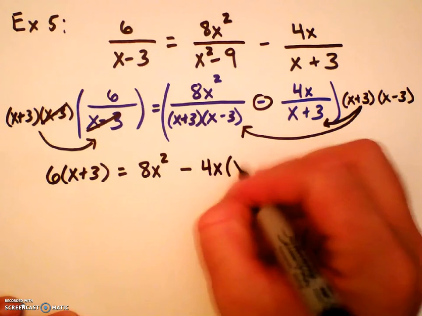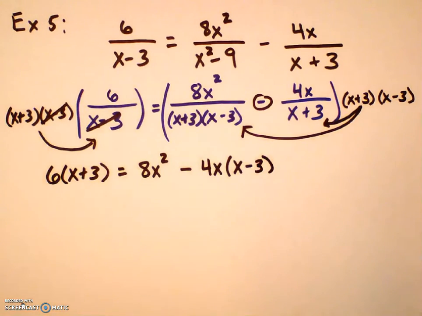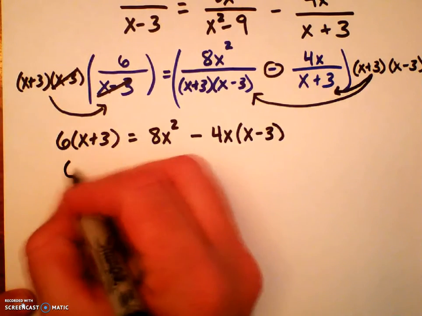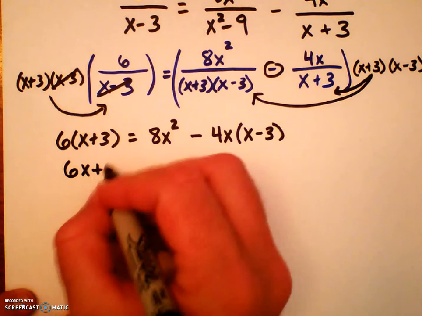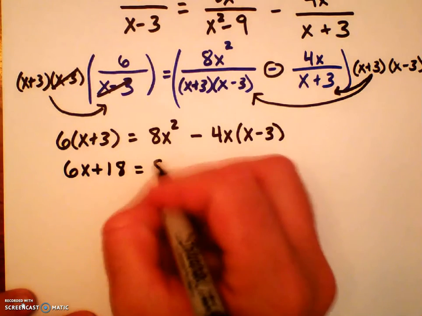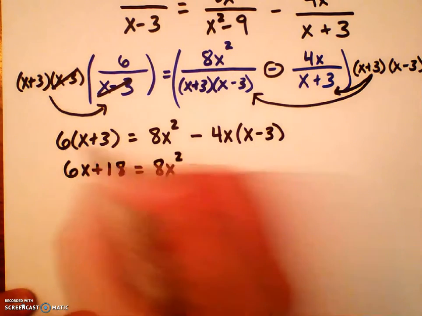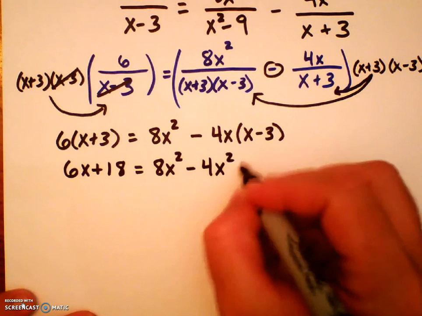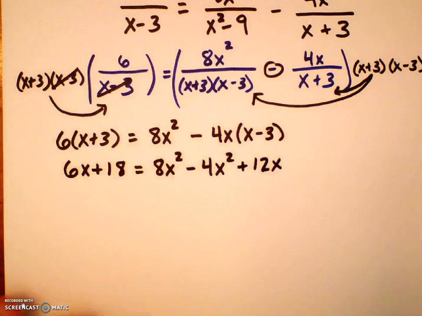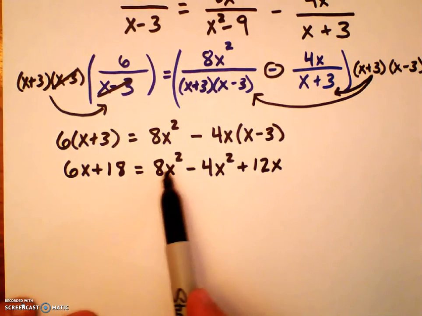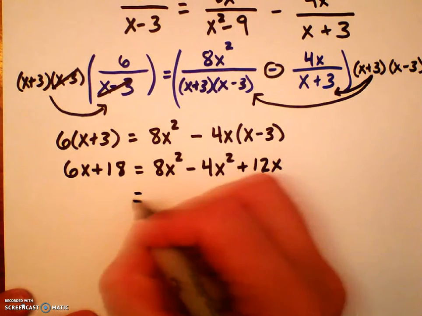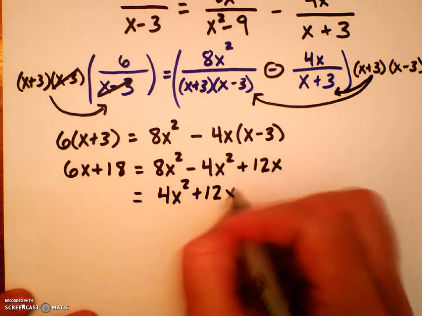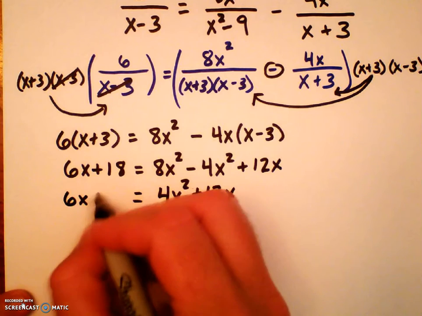So just like we had in the previous problems, everything from here on is just like it was before. We're going to distribute, get this as simplified down as we possibly can. So all I'm doing is multiplying the 6 and then multiplying the negative 4x to both terms. If you notice, we do have a quadratic. We've got 8x squared minus 4x squared. That gives me a 4x squared.